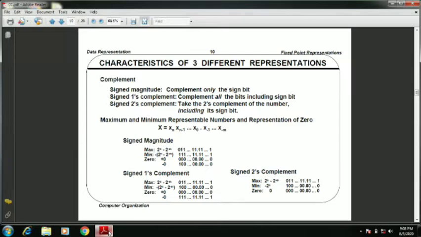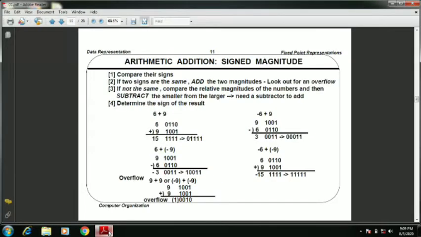2's complement means first you find 1's complement. After that you add 1 to the least significant bit. That becomes the 2's complement of that number. So these are the characteristics of three different representations. We go to next.